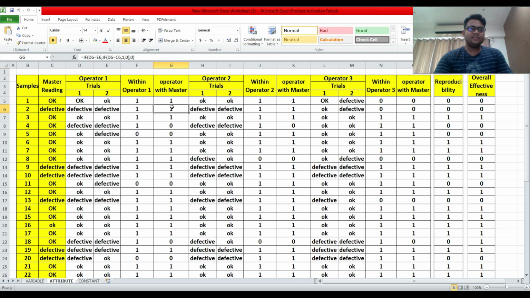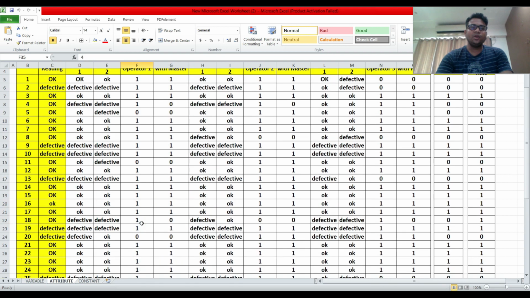So like this you can calculate for everyone, false or true: when he is agreeing with all the results with the master reading, then 1, otherwise 0. Here you will see that in the fifth sample the operator in the first trial is saying that the product is okay, in the second trial he is saying that the product is not okay, but the master reading is okay. It means that he is not agreeing with the master reading. That's why I have written 0.